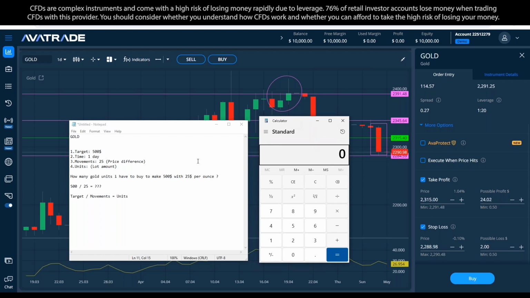We have a question from Andrew. Andrew, will this work the same way? Yeah, absolutely, Andrew. As I said in the beginning, this will work the same way with stocks. This will work the same way with indices and whatever else you want.